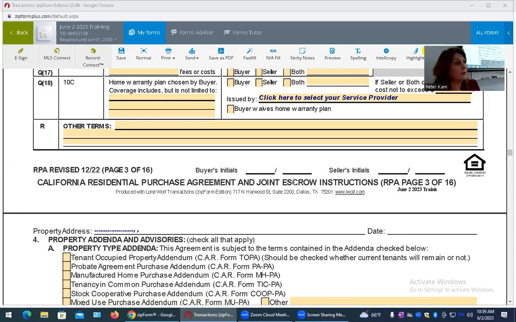There's no cap on the CAR contract, so your initial deposit can be your liquidated damages. Make sure you understand that when you're writing. And you could split it up. You could put the initial deposit, let's say you're going to pick 3%.